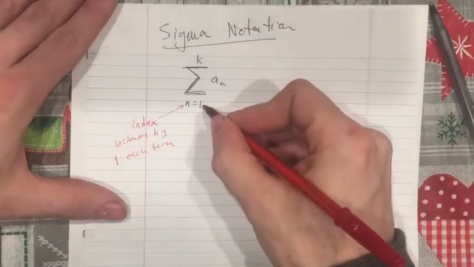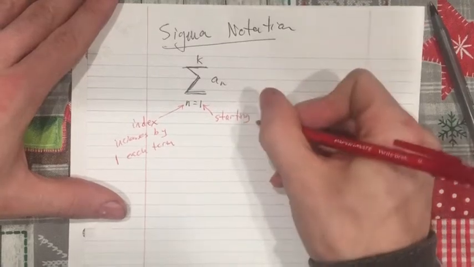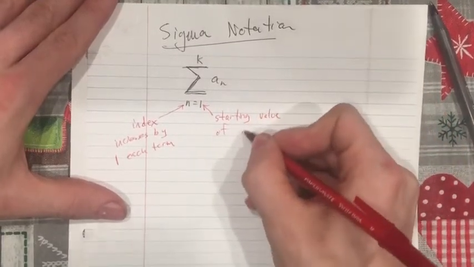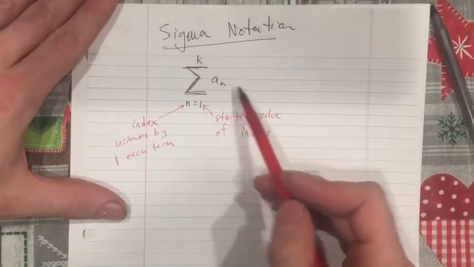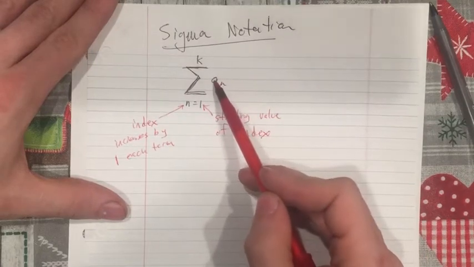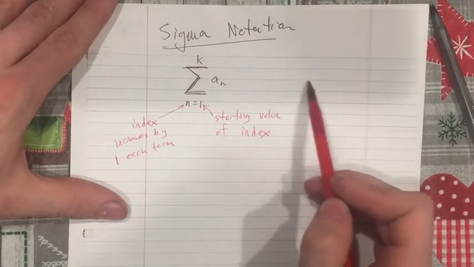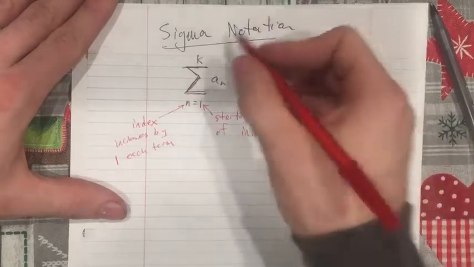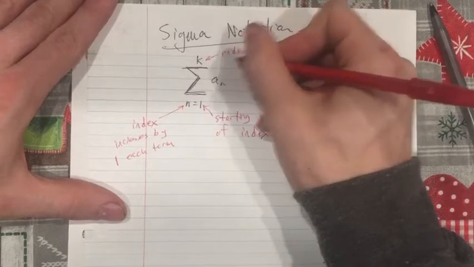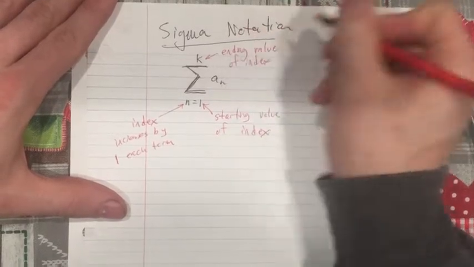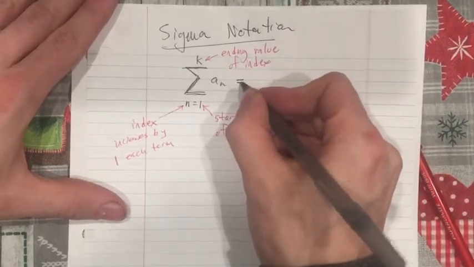Where does the index start? Whatever it is here. In this case, it's starting at 1, so that's the starting value of the index. The first value of the index is 1, so the first term is going to be a sub 1. And we're going to add up every succeeding term until we get to k. So k is the ending value of the index.